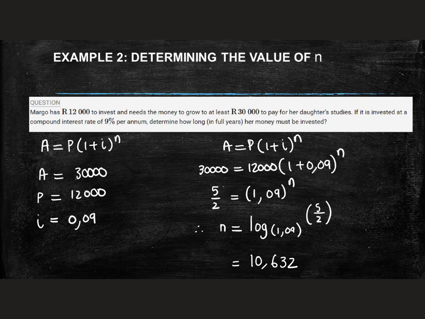It's important to note that the number in front of the comma is a year, and the number after the comma is parts of a year. So it is 63% of a year. Don't worry about converting these. I think it's best if we read the question, and it says, how long in full years will her money need to be invested? Well, it needs to be longer than 10 years. It's 10 and a bit years. So therefore, what we will say is she would need 11 years of investment.